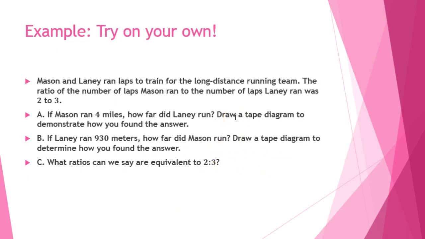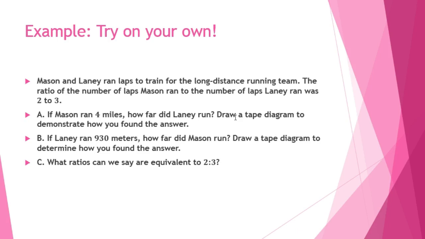Alright, so let's try one on your own. Mason and Laney ran laps to train for a long distance running team. The ratio of the number of laps Mason ran to the number of laps Laney ran was 2 to 3. If Mason ran 4 miles, how far did Laney run? Draw a tape diagram to demonstrate how you found the answer.